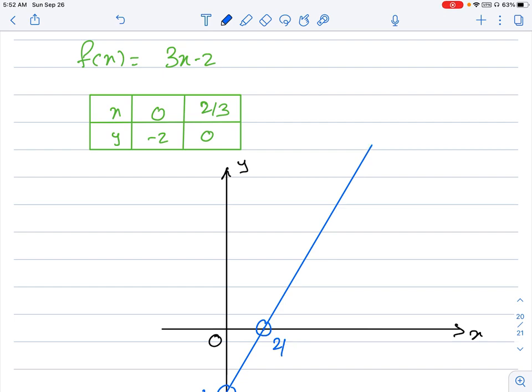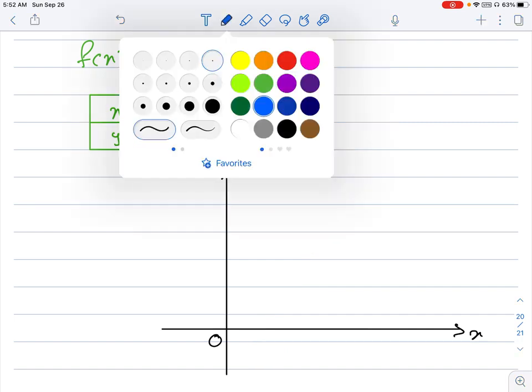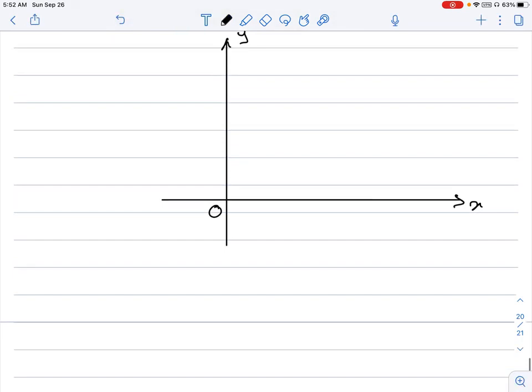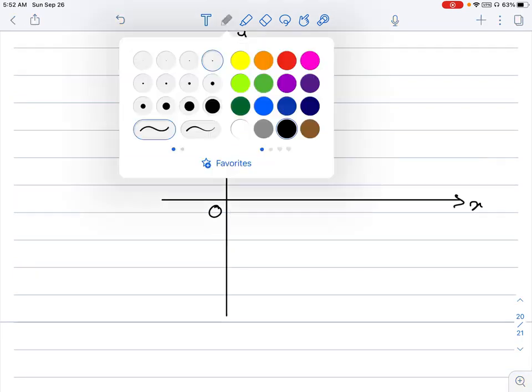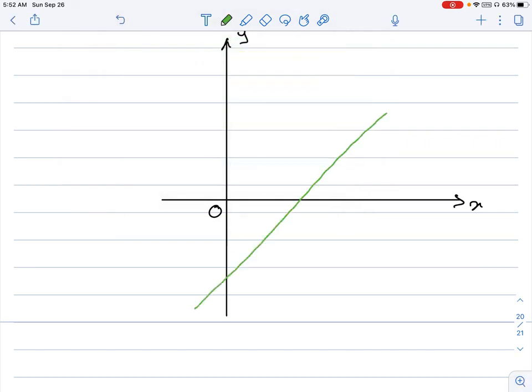Since f of x has been used as green color, I use the same green color for f of x, so it is easy to identify. So it is negative 2, and this is 2 upon 3. That is f of x.